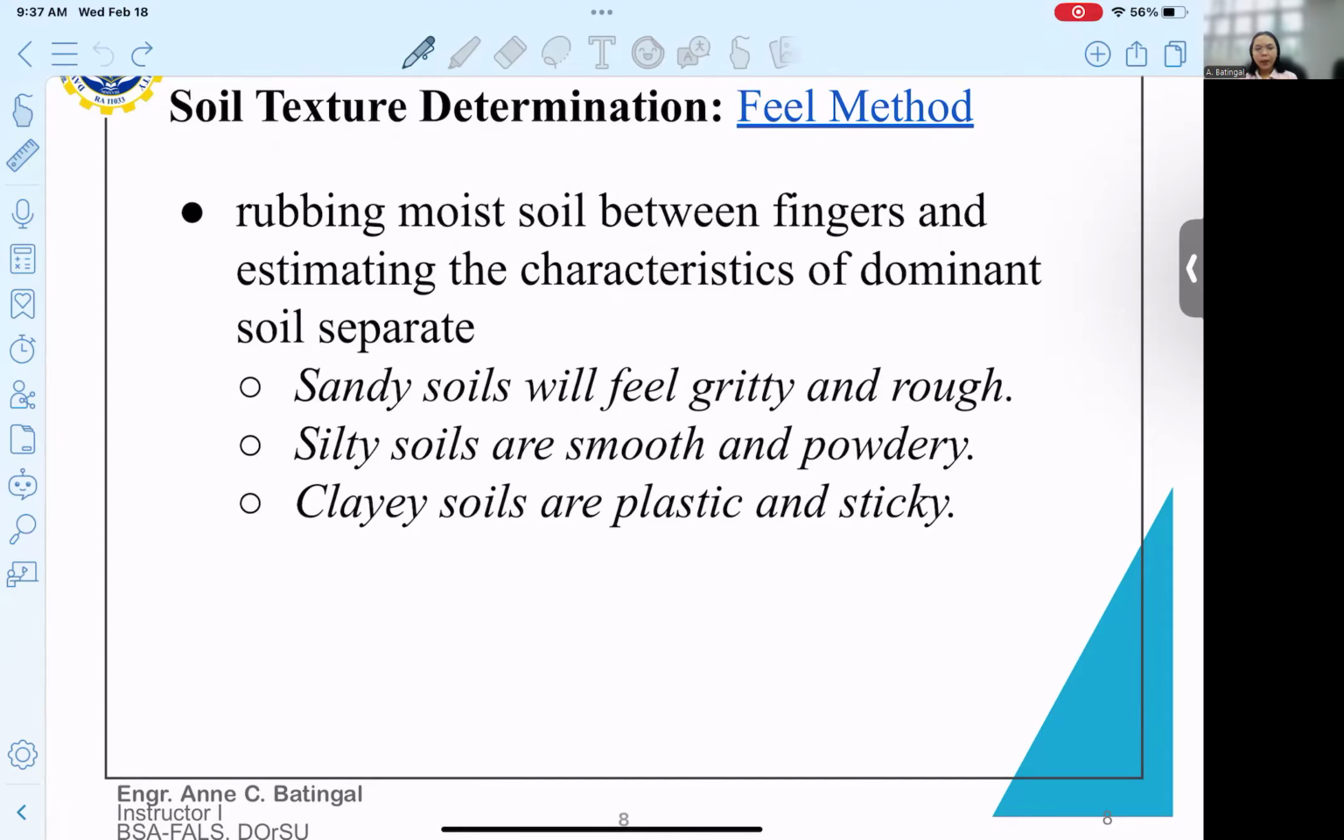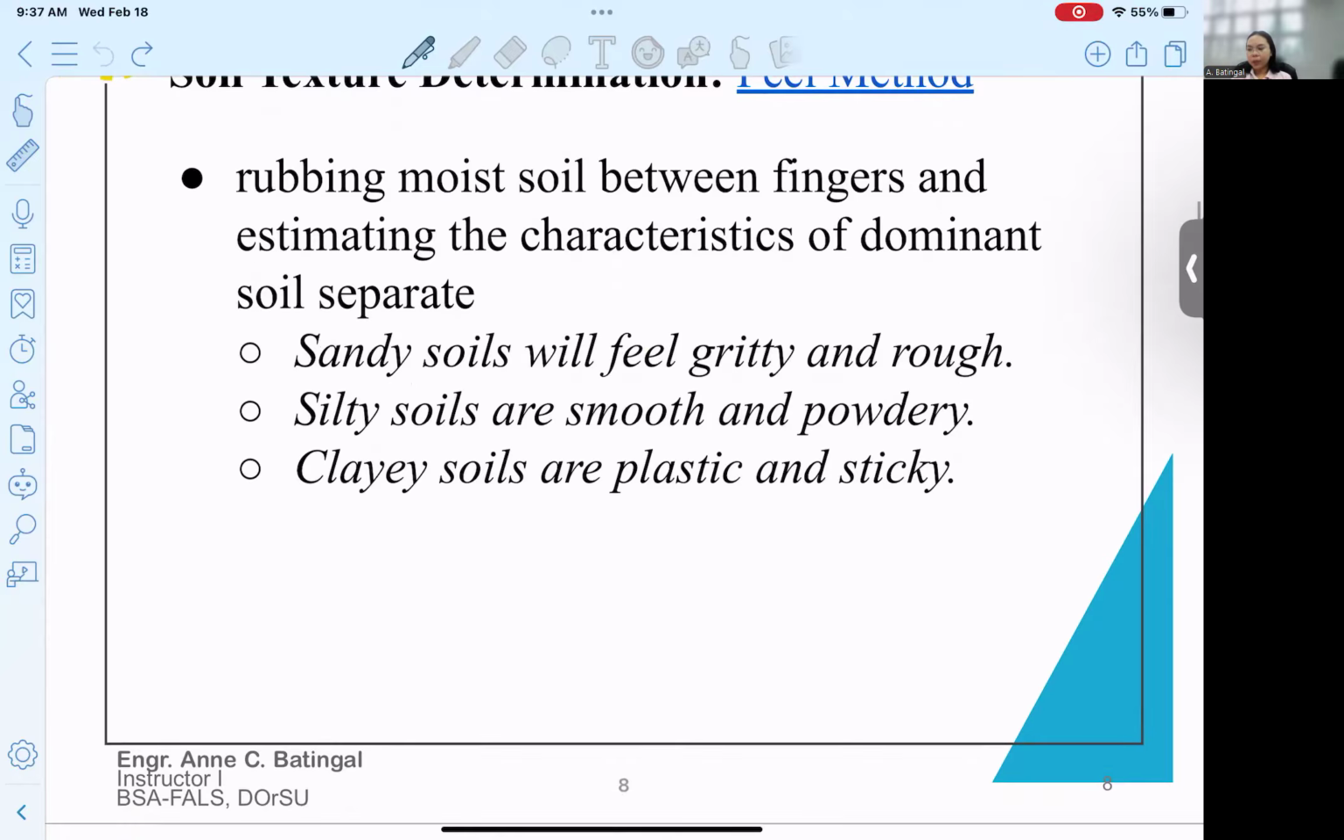So, your soil should be moist, because when it's dry, it won't feel good. According to the feel method, sandy soils will feel gritty and rough when you rub them, while silty soils feel smooth and powdery when slightly moist, while clayey soils are plastic and sticky, when you determine the soil texture via the feel method.